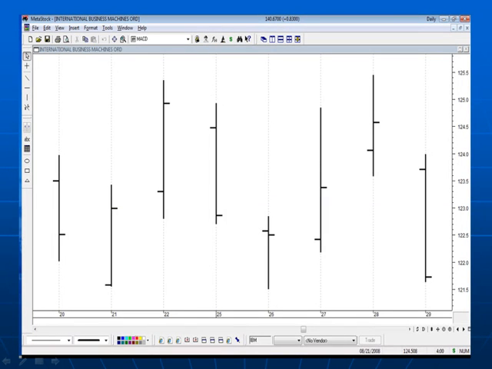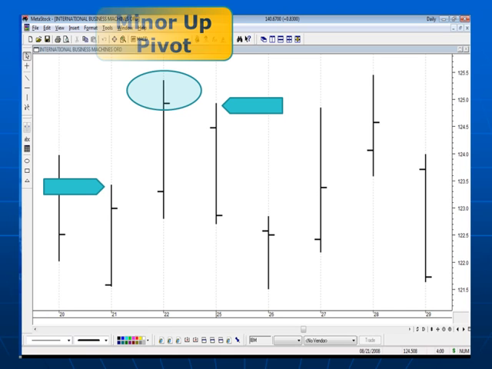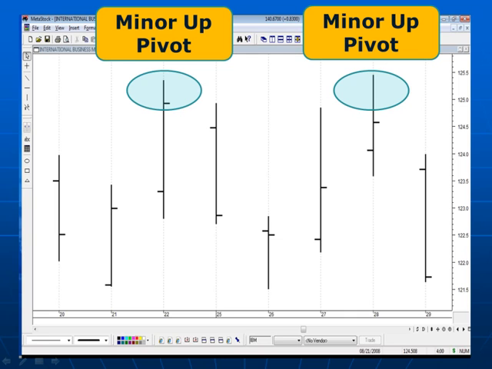First of all, there are two main categories of pivots in the toolkit, an up pivot and a down pivot. An up pivot can be seen in this price chart of IBM, and it's identified by a price bar that has a higher high than the previous price bar, and it's also higher than the following price bar. When this is true, this price bar will be identified as a minor up pivot.